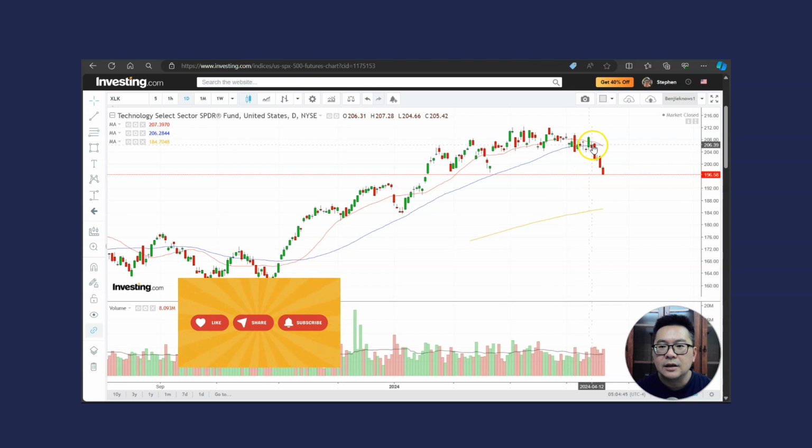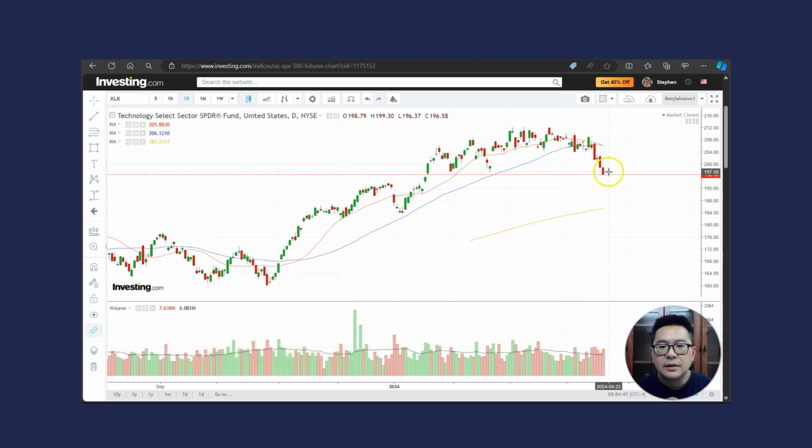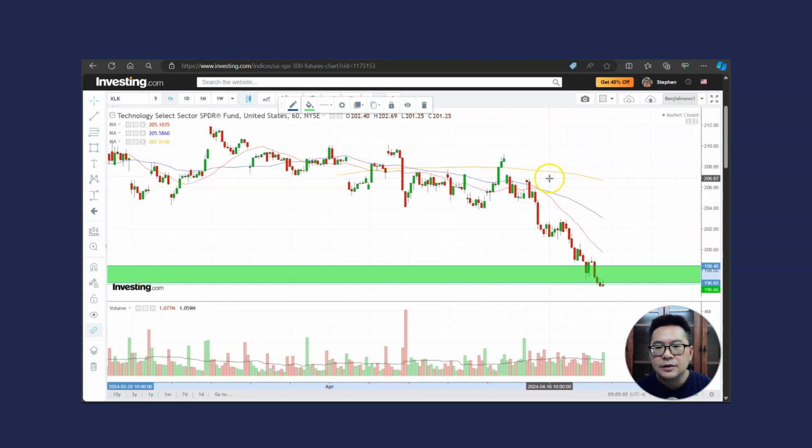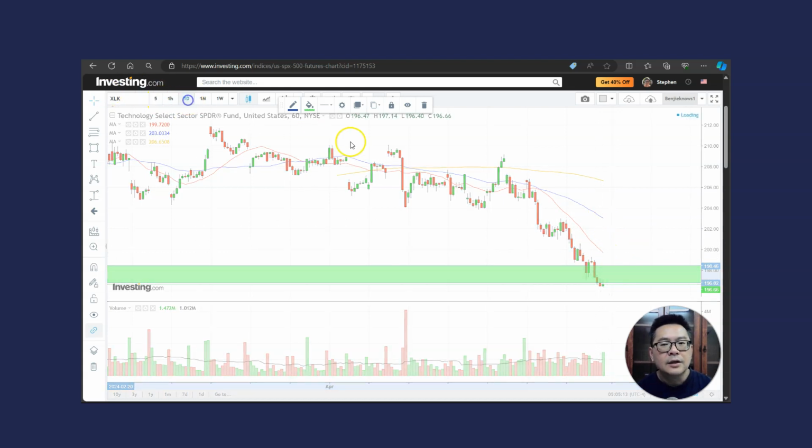Now the techs are getting decimated here. We have a support area here. Again, if support does not hold, we might see it fall to the top of this area, and if this area does not hold, we might see it drop to the 200 MA in the daily chart. 60-minute chart also still in a very bearish mode. Do not long the stock, do not long the ETF or tech stocks unless it goes back above the 50 MA and 20 MA.